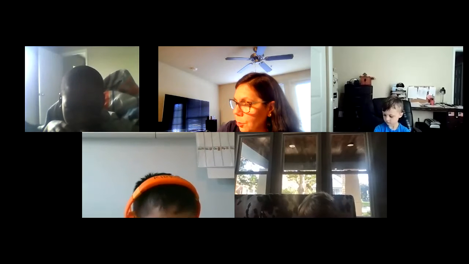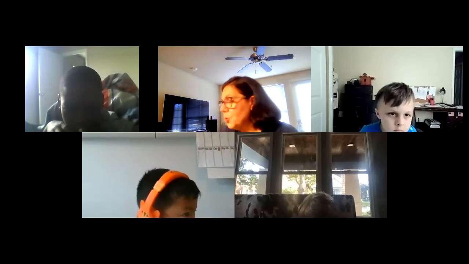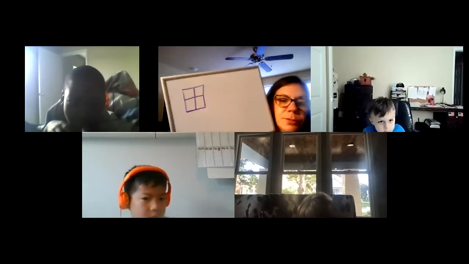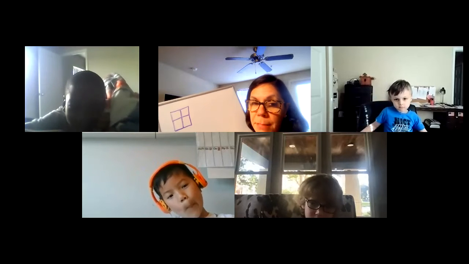Now I'm going to also divide this square into fourths as well. Fourths. Wow. How do we know that it's a fourth? Because there's 1/4. 1, 2, 3, 4. 4 equal parts. That means if I take this piece of chocolate, there'll be 3 parts.